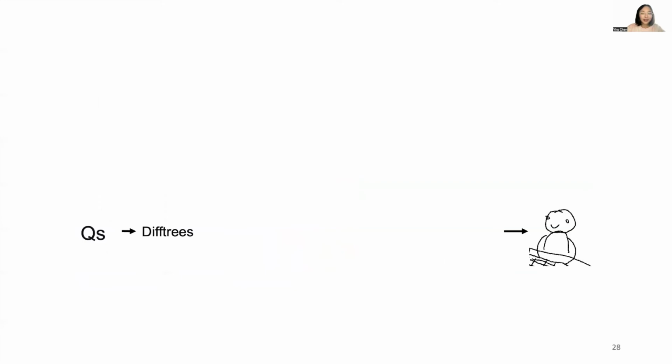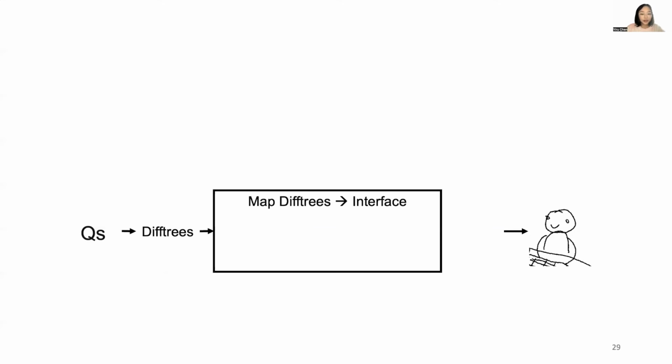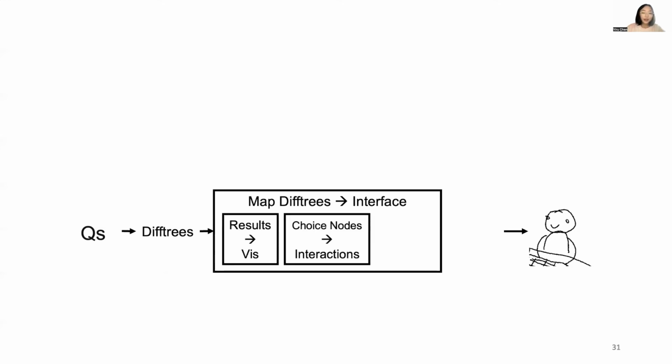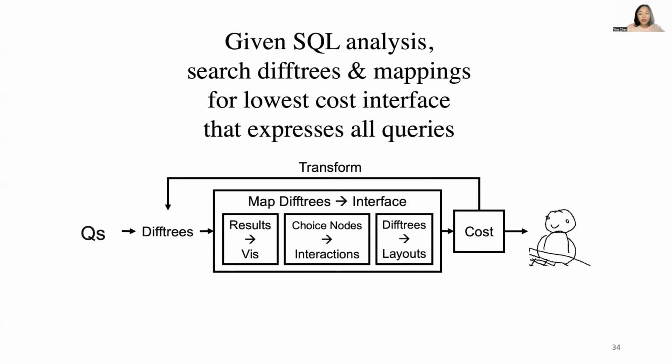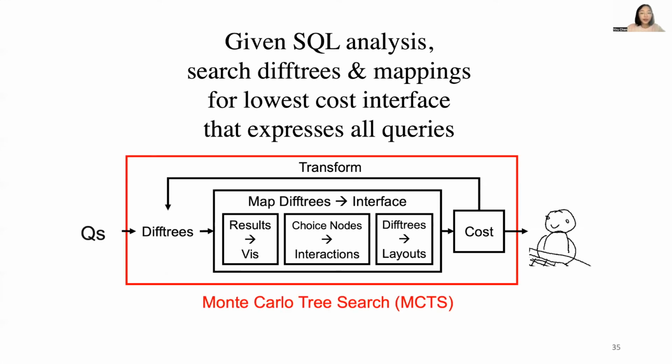So to put all these steps together, PI2 initializes the system by parameterizing the initial input queries to Difftrees, and maps Difftrees to an interface by mapping the query results to visualizations, the choice nodes to interactions, and the Difftree structure to a particular layout. And then PI2 calls the output interface. And then we can either return it or transform the Difftree further, so that this is the problem statement. Given a SQL analysis, we want to search the space of possible trees and mappings for the lowest cost model that can express all the queries in the log. Since the search space is huge, we use randomized search, specifically MCTS, to find a low-cost interface.